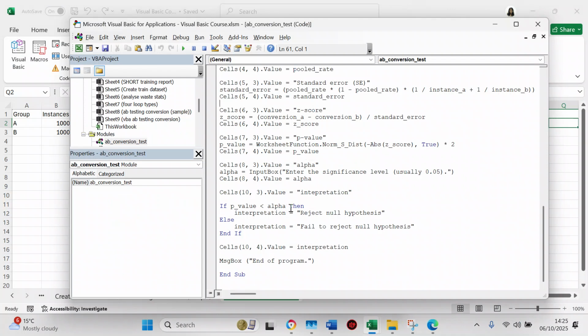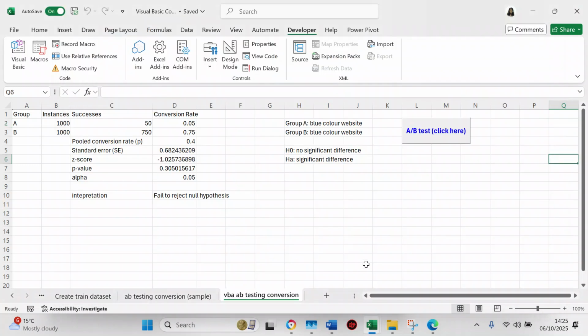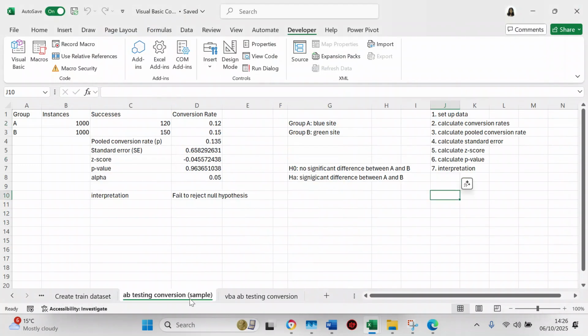If p-value is less than alpha, then reject null hypothesis. Otherwise, fail to reject the null hypothesis. And then we've got the worksheet function equals Abs(z-score), comma, True, times 2. So there's definitely something wrong here, which means I'm going to have to look at the code a little bit more, because I've got the code here.